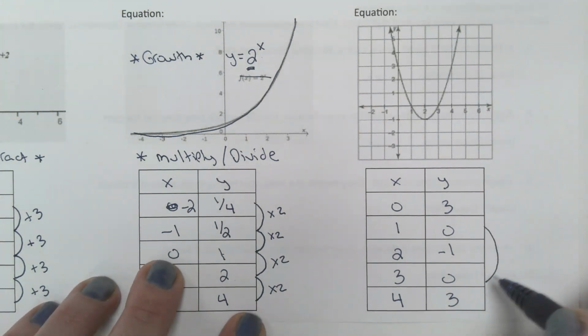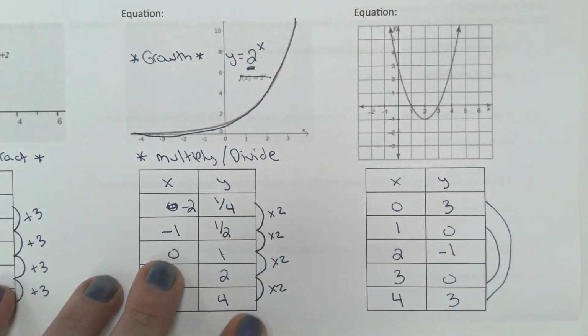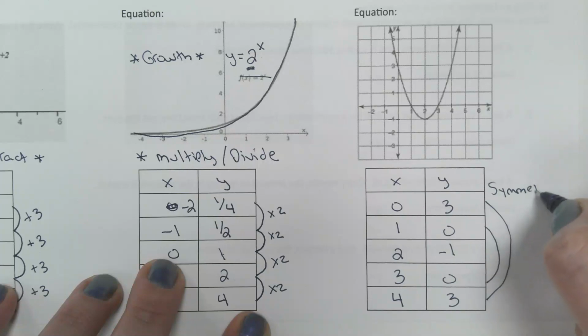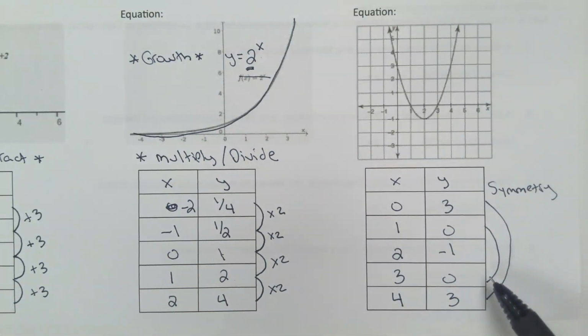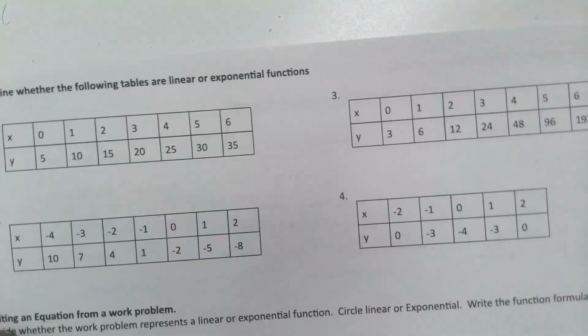But what I do see on the quadratic is symmetry. So anytime you're looking at a table of values and symmetry is the pattern that you notice, that means that you're going to have a quadratic function. All right, next page.